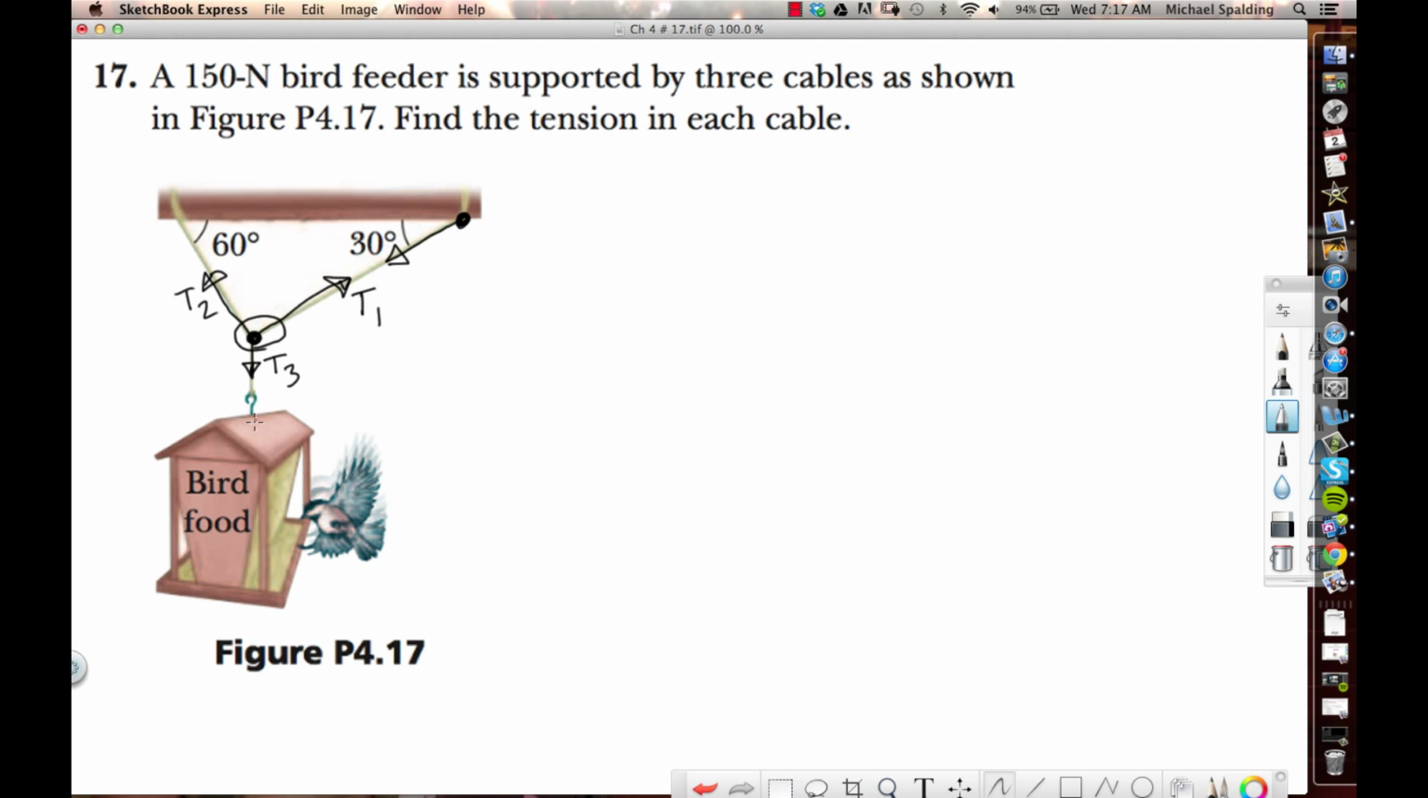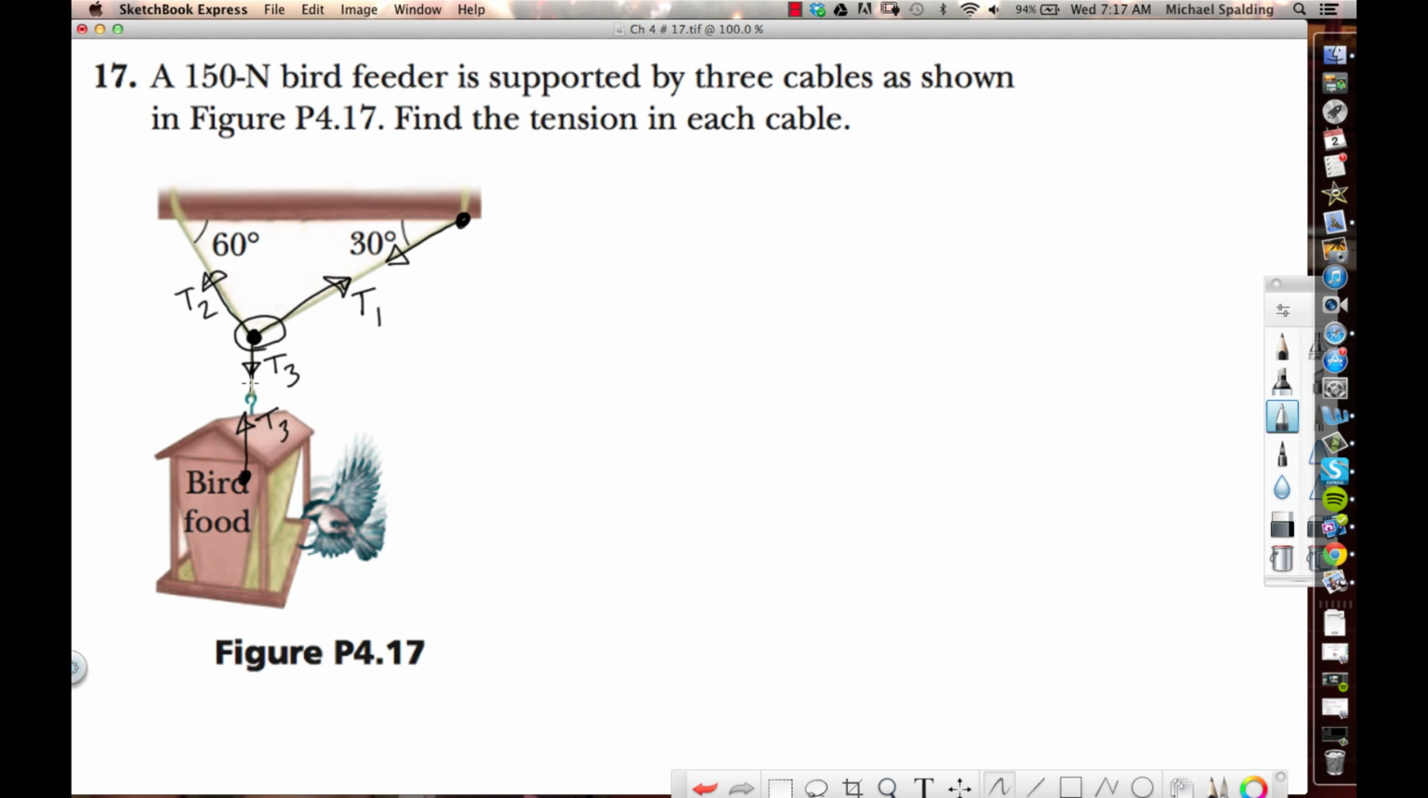Now if we're focusing on the bird feeder, which way is tension 3? If you're focusing down here, which way would tension 3 be? Pointing up. That third rope is holding the bird feeder up. But if you're focusing on this point up here, that tension is pulling down. Does that make sense? Okay, so we got T1, T2, and T3. So let's start by finding T3, which, can anybody tell me right now what T3 has to be?